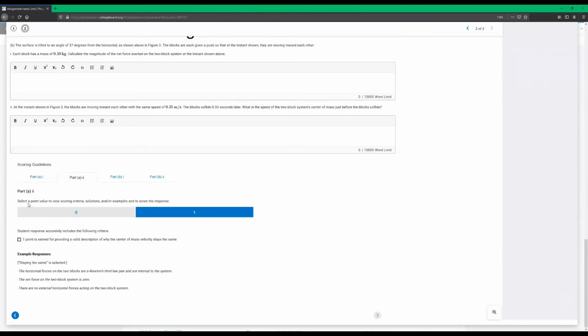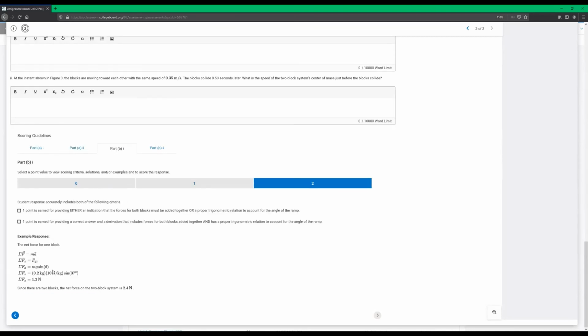Section 2 of part A, a point is earned for providing a valid description of why the center of mass velocity stays the same. The horizontal forces on the 2 blocks are a Newton's third law pair and are internal to the system. The net force on the 2-block system is 0, or there are no external horizontal forces acting on the 2-block system. So all 3 of those are valid options. You first say it stays the same.